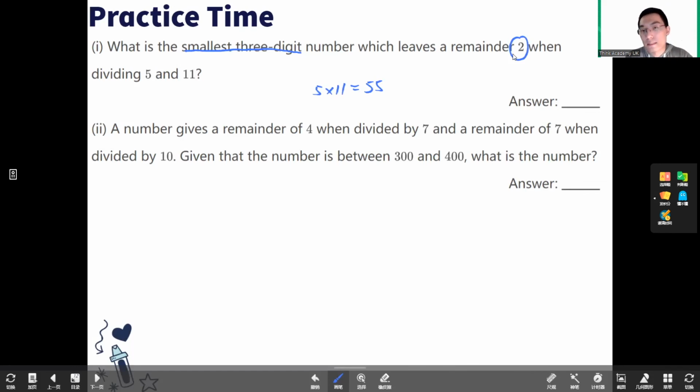And that is easy. It's just simply 55 times 2. This is the smallest 3-digit number we can get, which is 110. And we need a remainder of 2, so we simply add 2 to it. So 102 is the answer.